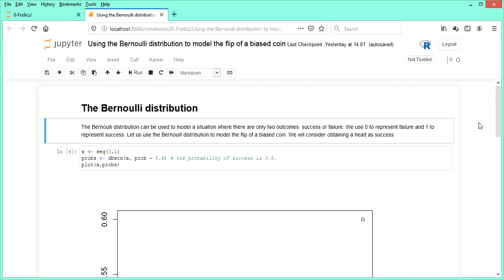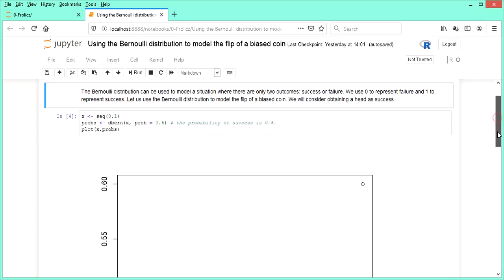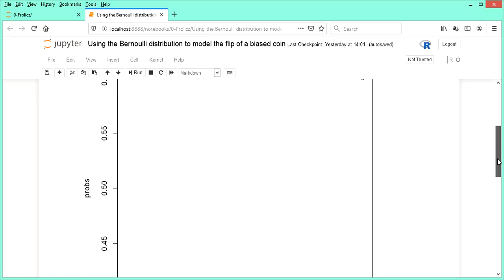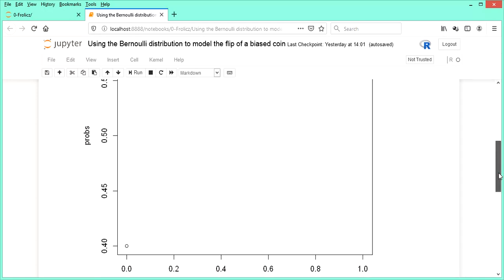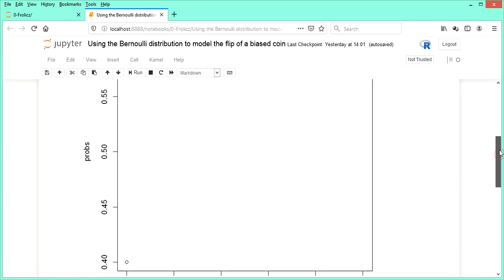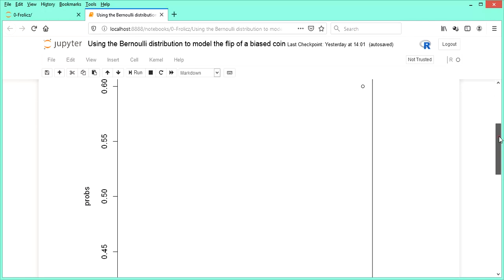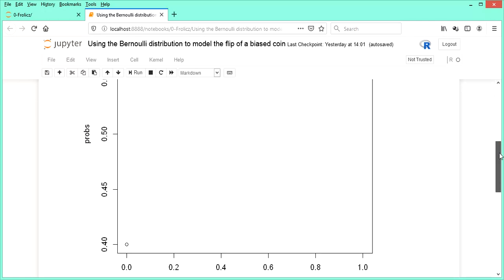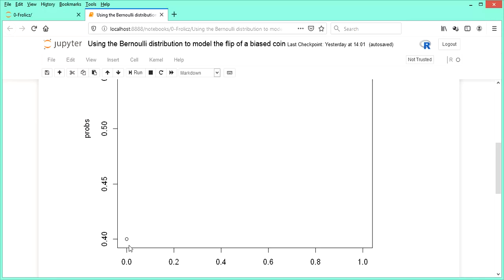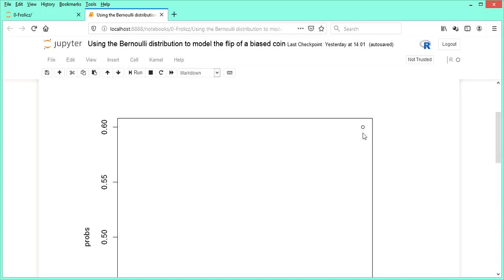Now when we plot that, we see we have this. The probability of tails is 0.4. The probability of heads is 0.6. So there's our plot there, and our plot there.